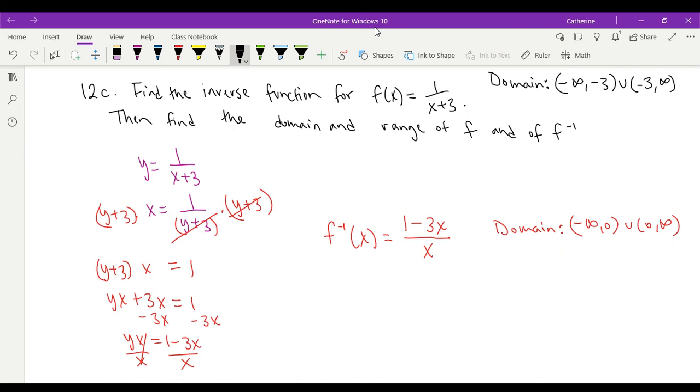And now we can use a fact that we know is true with inverse functions, which is that the domain of the inverse is the range of the original function, and the domain of the original is the range of the inverse. So what that means is that the range of the inverse is this. And the range of the original function is this.